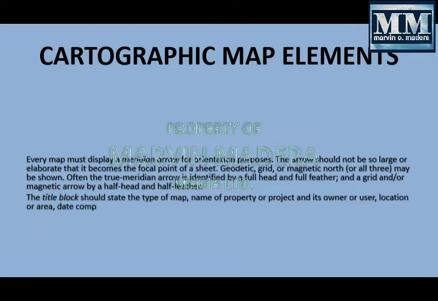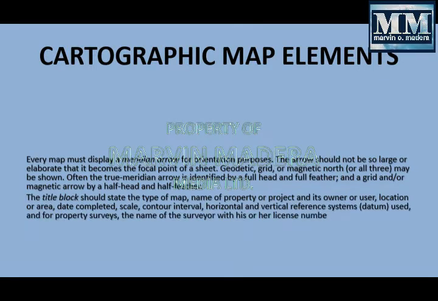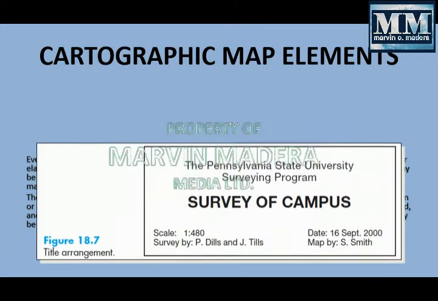The title block should state the type of map, name, property or project, and its owner or user, location or area, date completed, scale, control interval, horizontal and vertical reference system used, and for property survey, the name of the surveyor with his or her license number. Additional data may be required on special purpose maps.